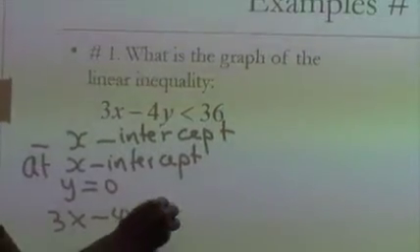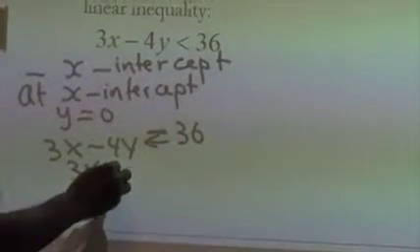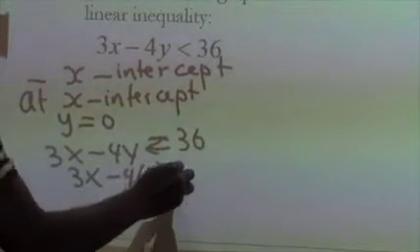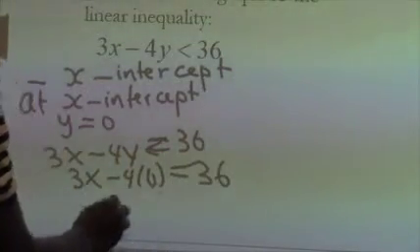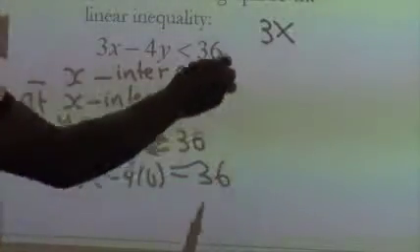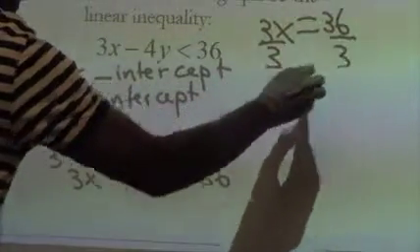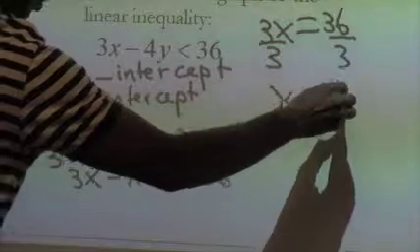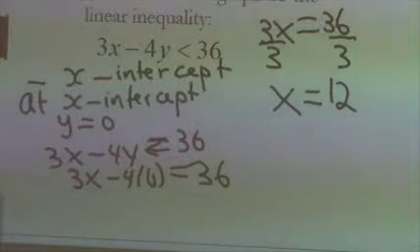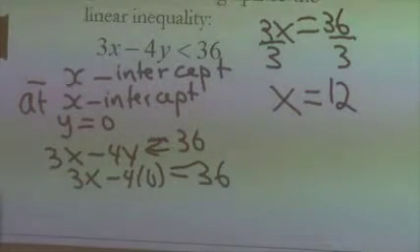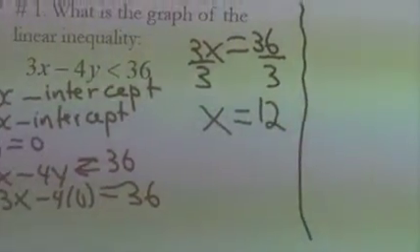I have 3x minus 4y, and I'm going to use an equal sign when you're actually finding the intercept. Now, I replace y with 0. So I have 36, and then I have 3x equals 36. I'm going to divide both sides by 3. So I have x equals 12. That's my x-intercept. That is the point on the x-axis where the graph is going to cross. Now, let's proceed to finding the y-intercept.